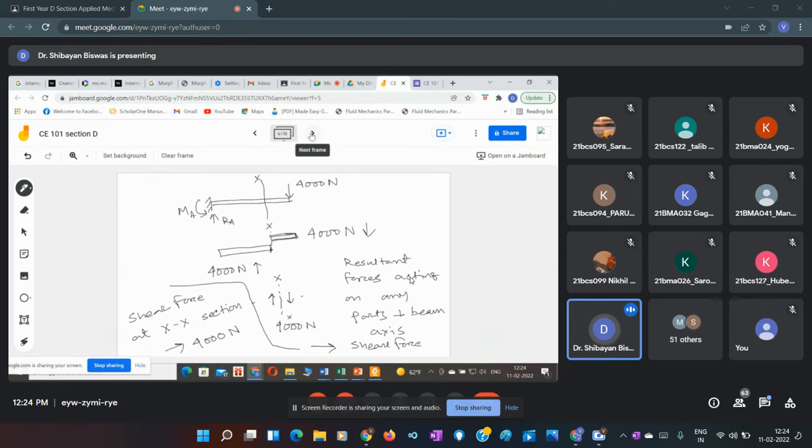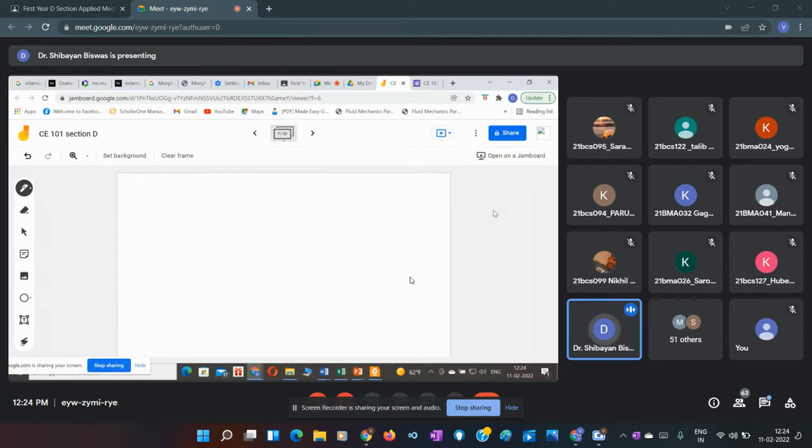Now we want to find the bending moment acting on the beam. We can assume the same cantilever portion. This is the external load. Here the support reactions will act in this direction, and this moment will act in this direction. This is A and this is B. Now we want to find the bending moment.